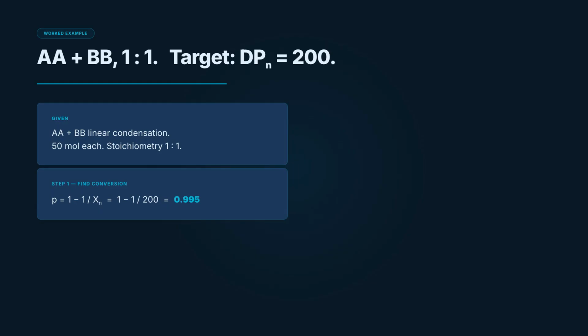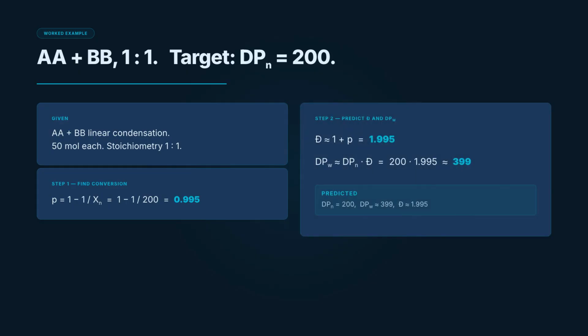Let's work an example we will verify in the simulation. You have equal moles of two bifunctional monomers, AA and BB. You want a number average degree of polymerization of 200. From Carothers, the required conversion is 1 minus 1 over 200, which is 0.995. The predicted dispersity is 1 plus p, so about 1.995. That gives a predicted weight average degree of polymerization of approximately 399. Let's run the module and check.